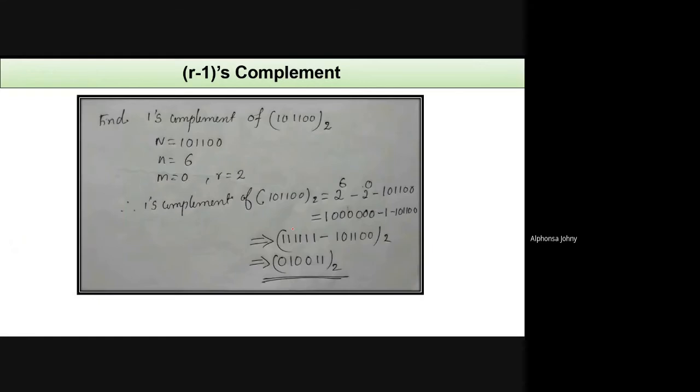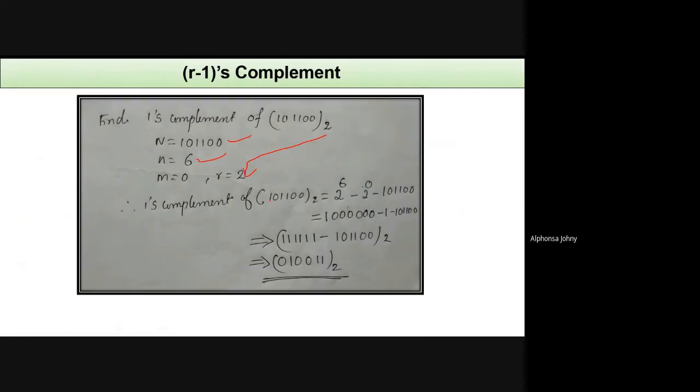Then using the norm equation, let's see how we can find out the 1's complement. Since the base is 2, 1's complement is the r minus 1 complement, that is 2 minus 1, 1's complement of the given number. The number is given as 101100. So capital N is equal to 101100 and the number of digits is 2 plus 2 plus 2, that is 6. Then there are no digits on the fractional side. Therefore, m is equal to 0, r is equal to 2, since the base is 2.